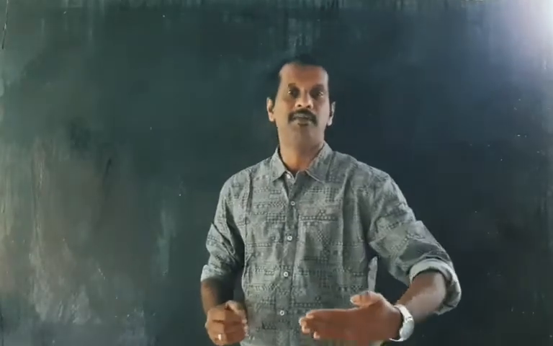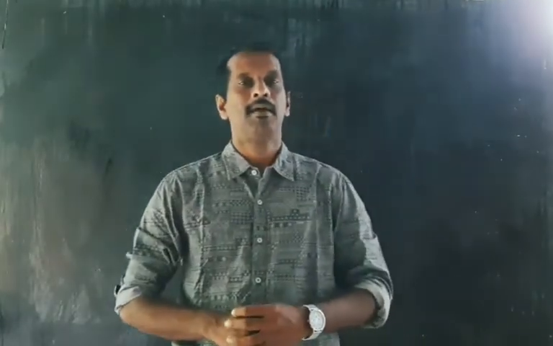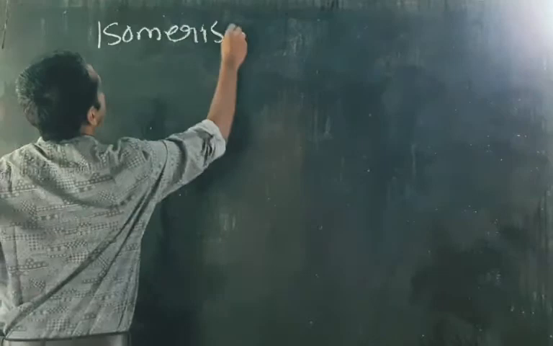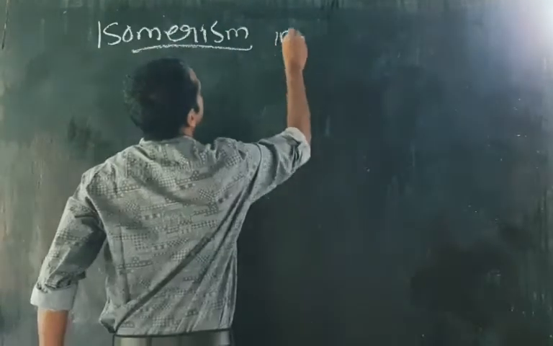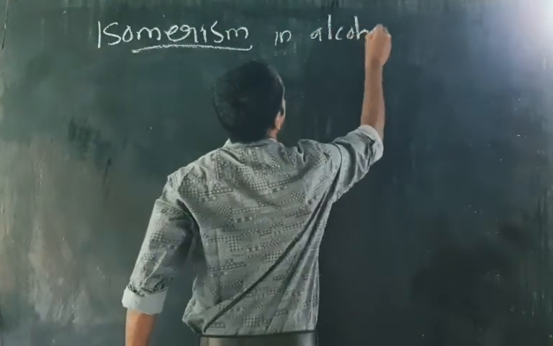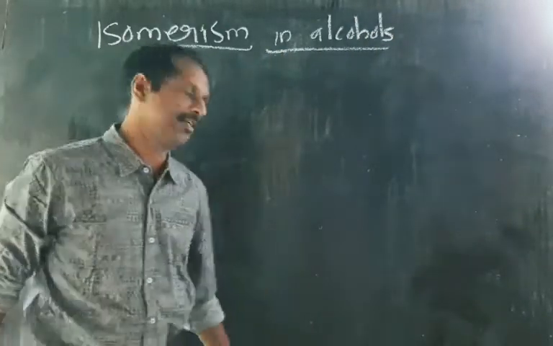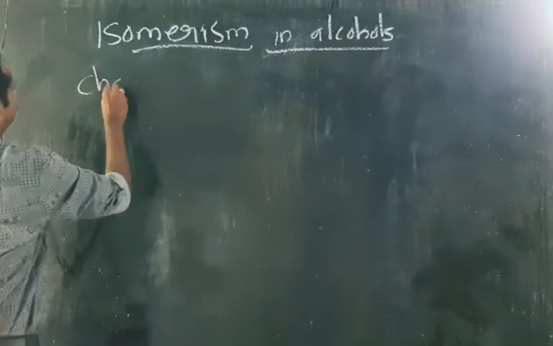Good morning. Last class we studied the classification of alcohol, and in this class we are discussing the isomerism in alcohols. Isomerism in alcohol. First one is chain branch isomerism.